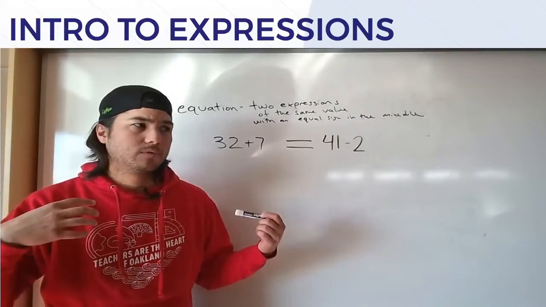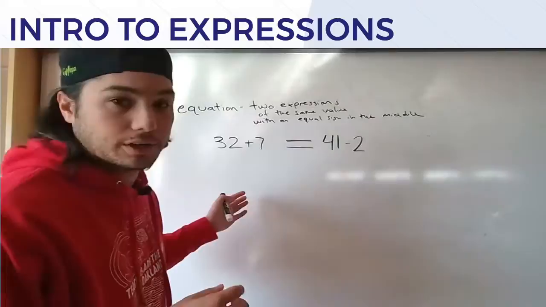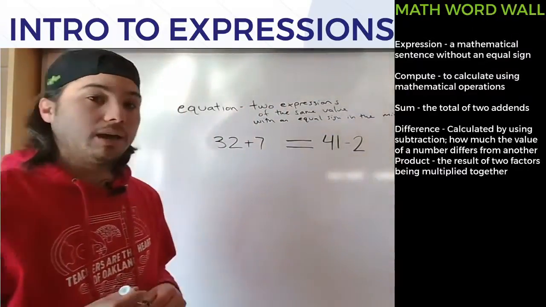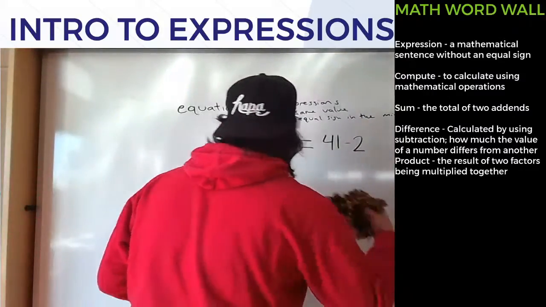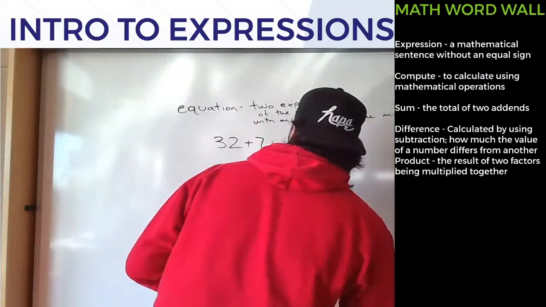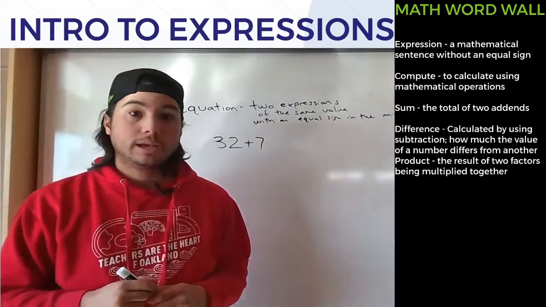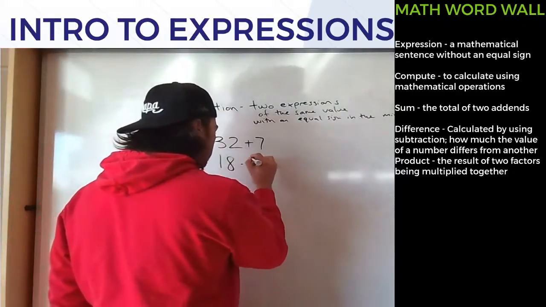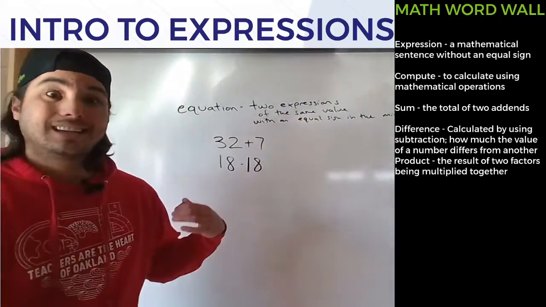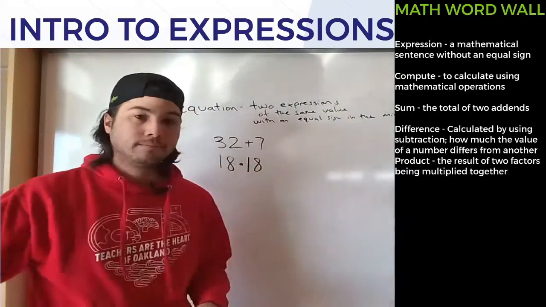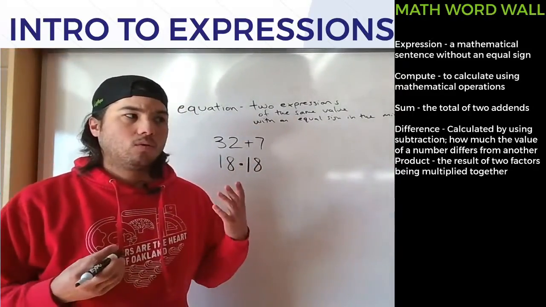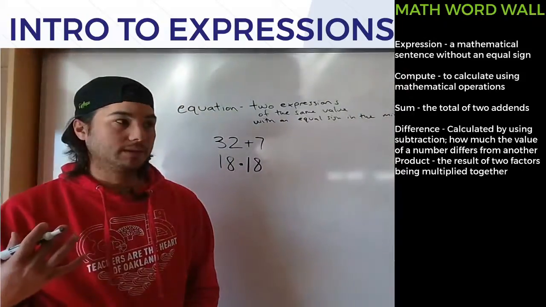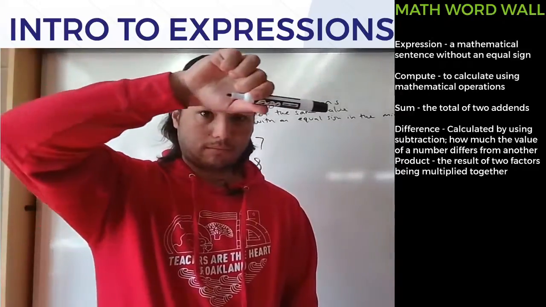But just for today, we really want to think about an expression, and I'm going to pull up my word wall again here, as just a mathematical sentence without an equal sign. So this idea of 32 plus 7 is an expression. 18 times 18, that's a mathematical expression. Now, we're not actually going to be in the business of simplifying equations today.